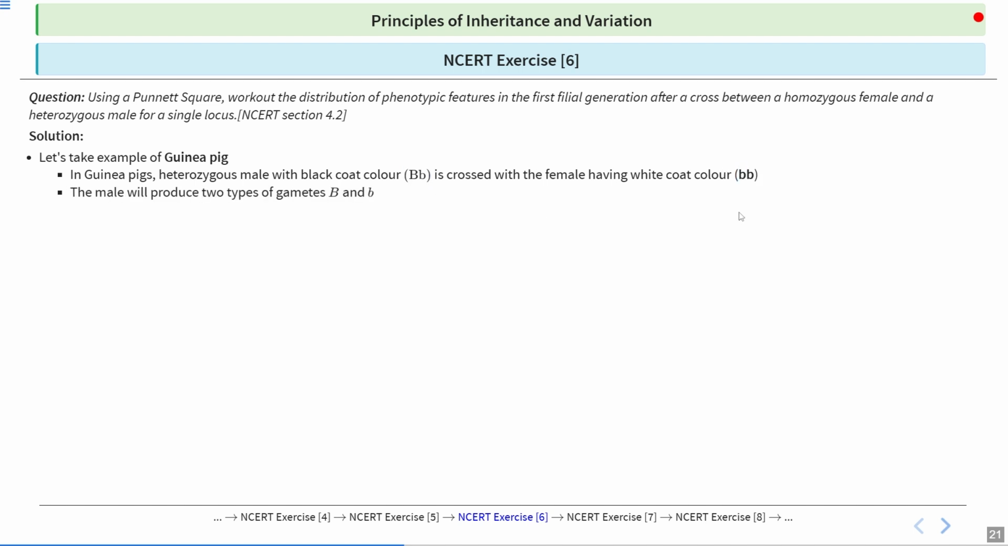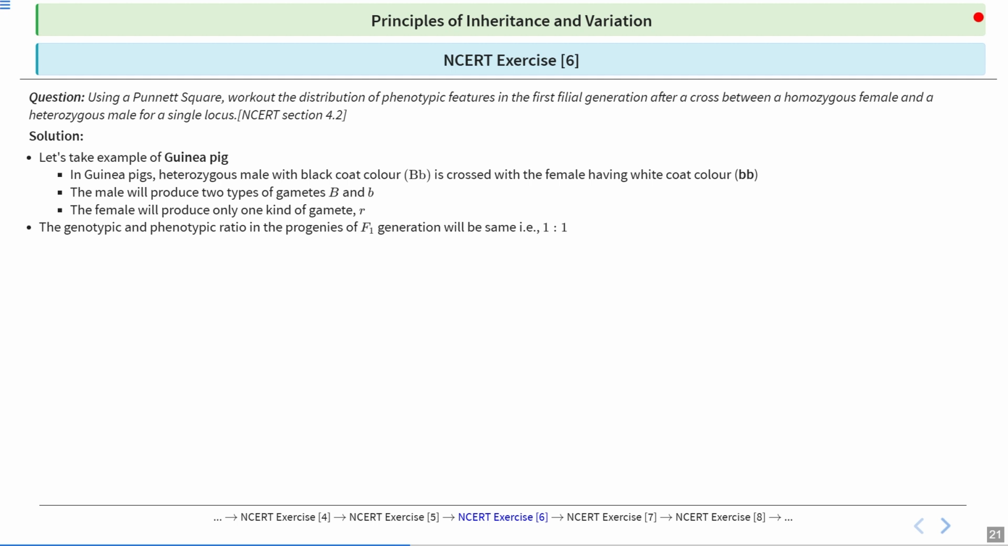So the male will produce two types of gametes here, capital B and small b. Males are heterogametic, they are producing two kinds of gametes. The female will produce only one kind of gamete, all the gametes will have small b. All the eggs will have small b. Half of the sperms will have capital B, and half of the sperms will have small b.